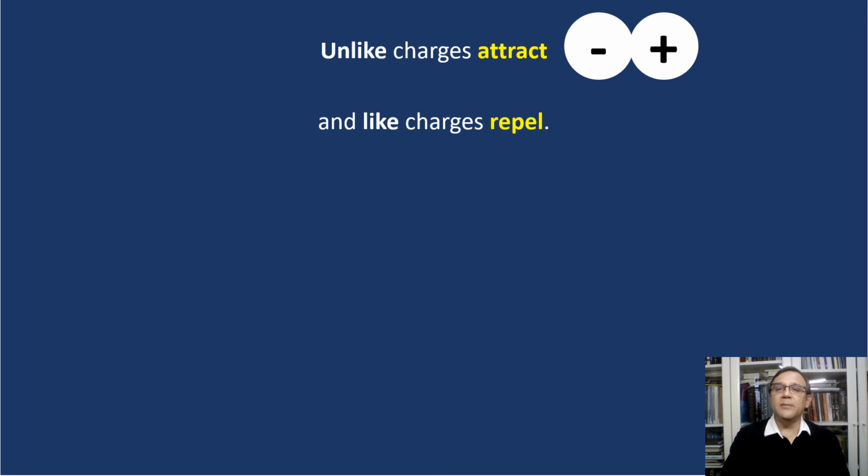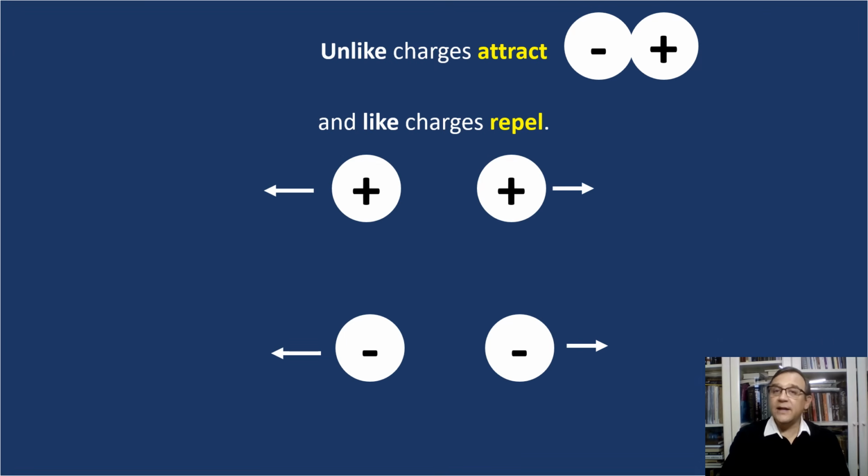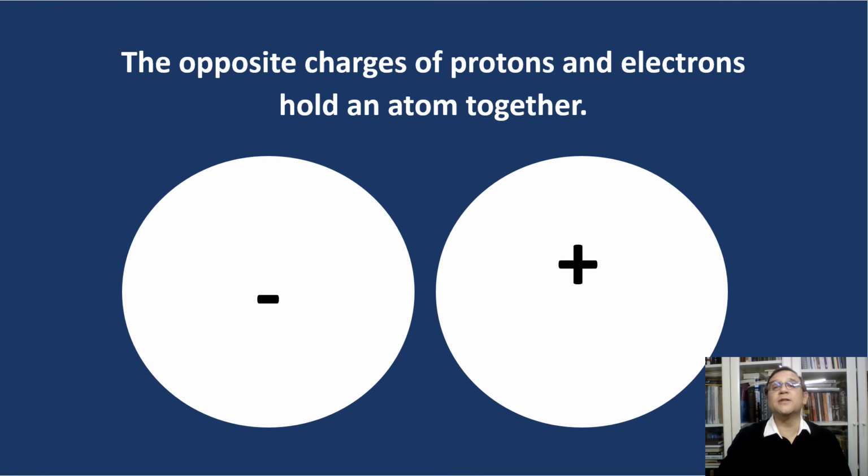Another thing to keep in mind is that unlike charges attract, while like charges repel. For example, if we have a positive particle and a negative particle, they will be drawn together. However, if we have 2 positive particles or 2 negative particles, they will repel and move away from each other. This principle is important because the opposite charges of protons and electrons are what hold an atom together.